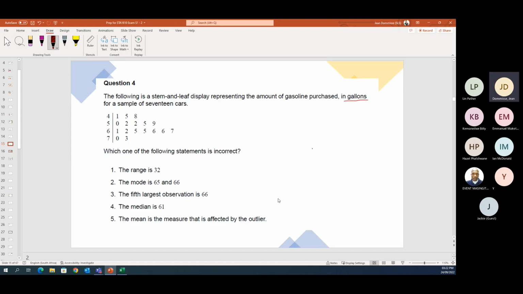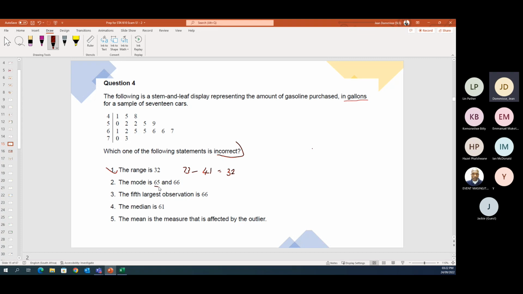Range 52. So let's just see, we're looking for the incorrect one. So 73 is the maximum, minus 41. So the range is 32. So that is correct.